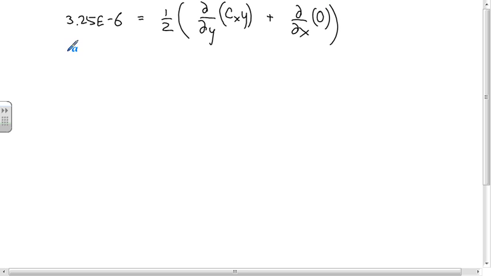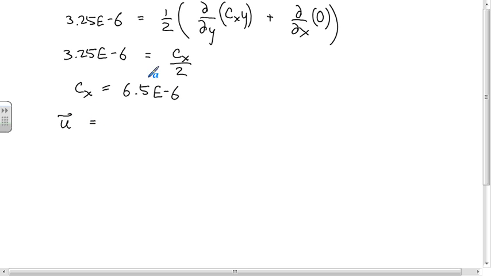And we end up with this equation that says 3.25 times 10 to the minus 6 is equal to cx over 2. And so then just solve for cx. Cx is equal to 6.5 times 10 to the minus 6. And so the final answer is our displacement vector is equal to 6.5 times 10 to the minus 6 times y, 0, 0.